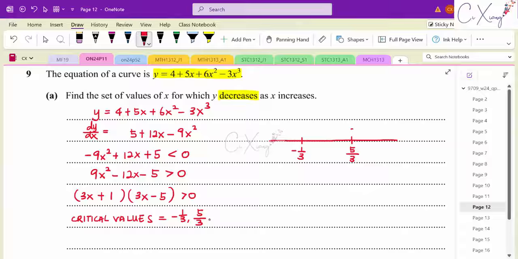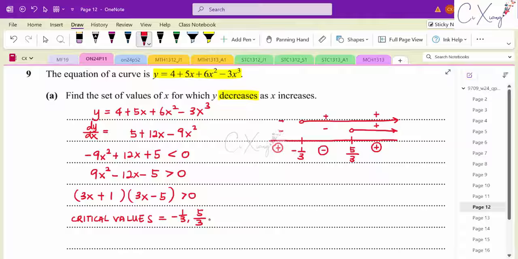So I will draw both brackets to the right-hand side because both brackets have a positive x, right? 3x plus 1, 3x minus 5. The 3 is positive, and in 3x plus 1 the 3 here is also positive. Therefore, when I draw the number line, both will go to the right-hand side. Anywhere with the line has a positive sign. So overall, positive times positive, you get a positive. Then positive times negative, you get a negative here. Then negative times negative, you get a positive here.